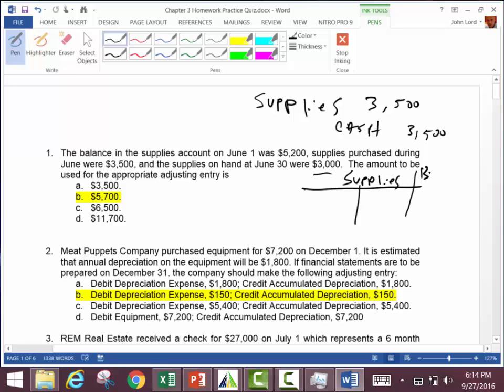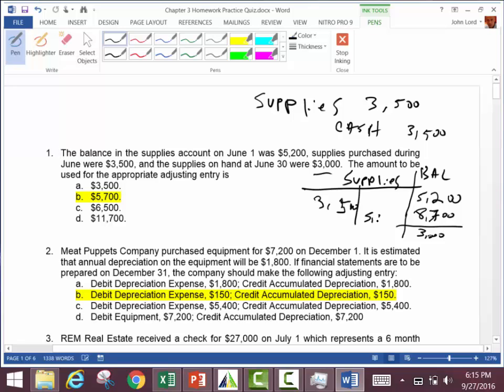Okay. And the supplies account had a balance in there of what? Of 5,200. And when we purchased those additional 3,500, just posting that, we ended up with 8,700. Then at the end of the year we counted our supplies and we had 3,000 left. So if we want to end up with a balance of 3,000, that means we must have used what?